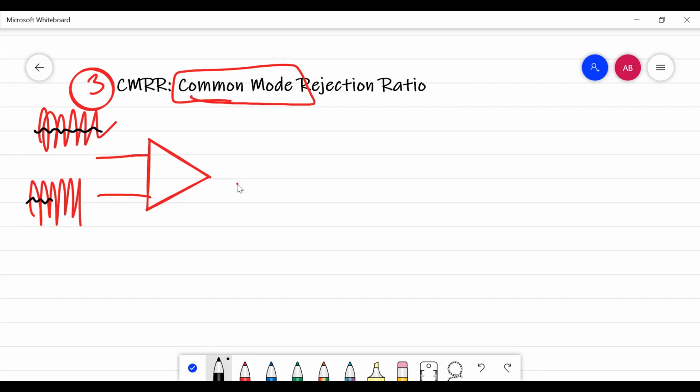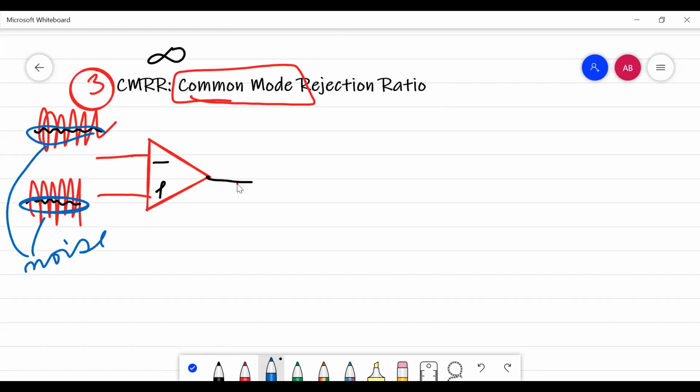If the CMRR of this op-amp, which ideally should be infinite, is very high, the op-amp is only going to take out your signal, and the common mode signal, that is the noise, in both cases will be cancelled out. It will be 0.